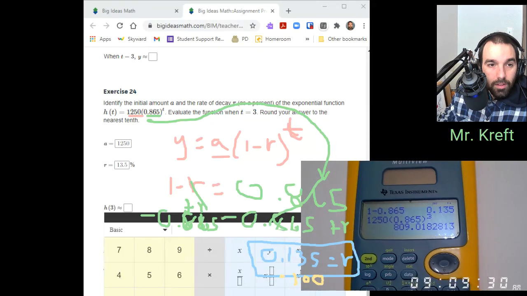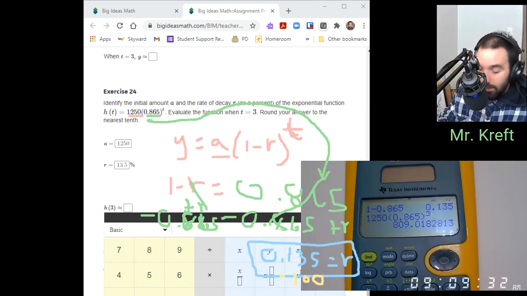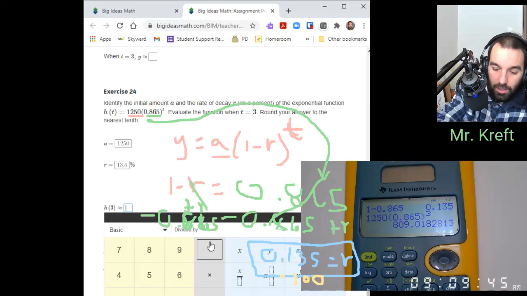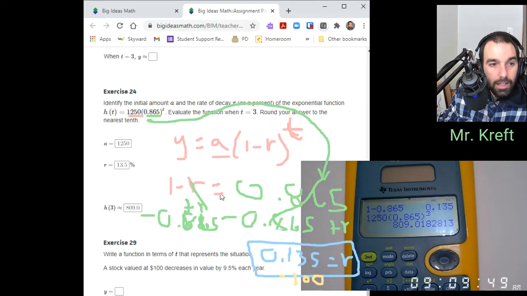I type my answer. Now, it says round to the nearest tenth. The nearest tenth is the first decimal place. I look to the right of my first decimal, and it's not 5 or higher, so I'm just going to keep it like that. So when I type this in, I'm going to say 809.0, like that.